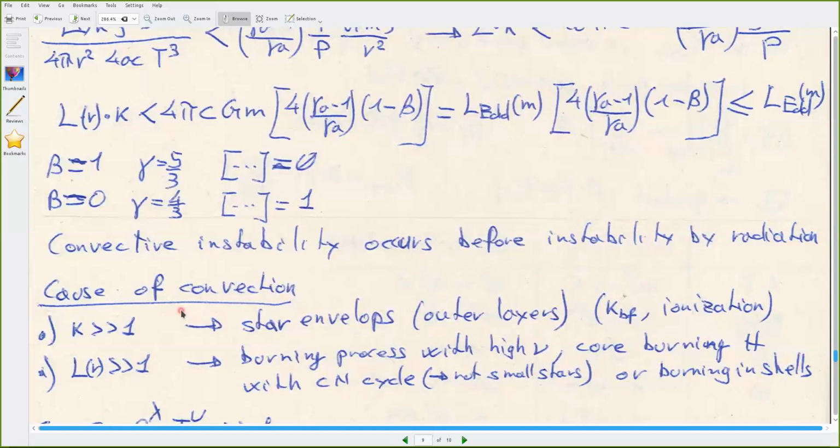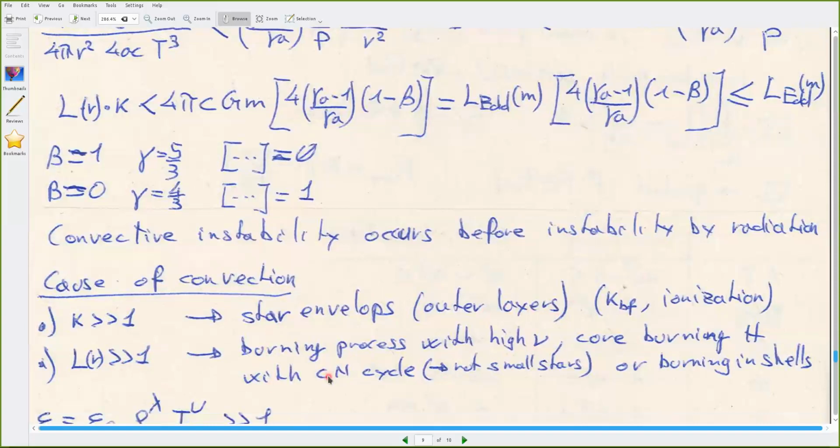So essentially, we can have convection with high opacity, mainly in the envelope, in the outer part principally, or where it is cooler. So we have hydrogen not completely ionized, or in the convective core, due to the high production of nuclear reaction.